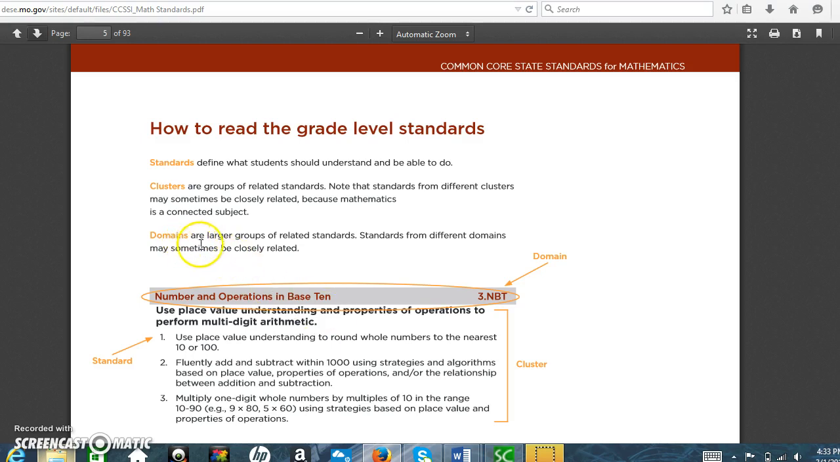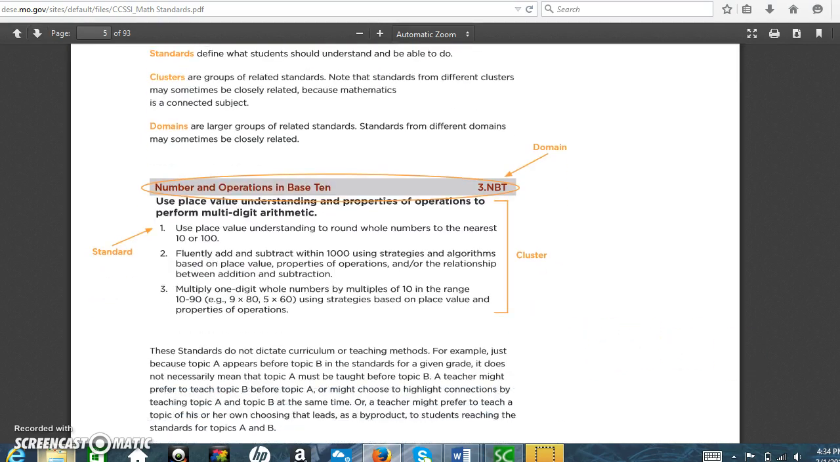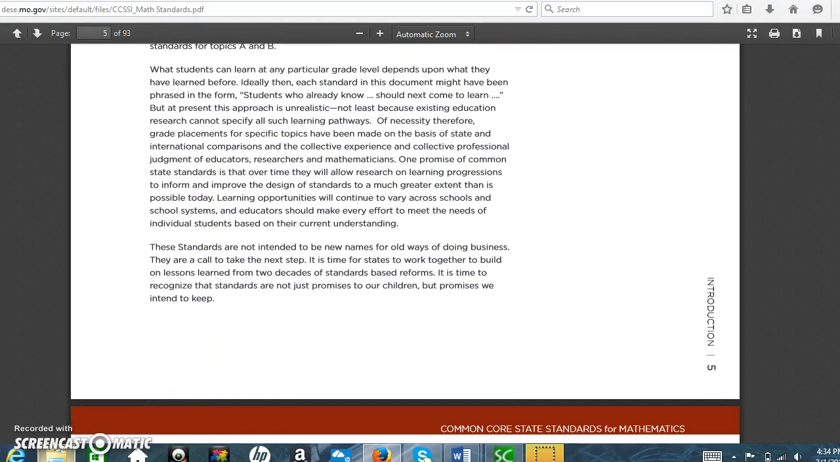Domains are larger groups of related standards. It's the notation used. This domain is the number and operations in base 10. It's numbered 3.NBT. This would tell us it's 3rd grade, NBT, numbers in base 10. Each of the standards are notated in that way.